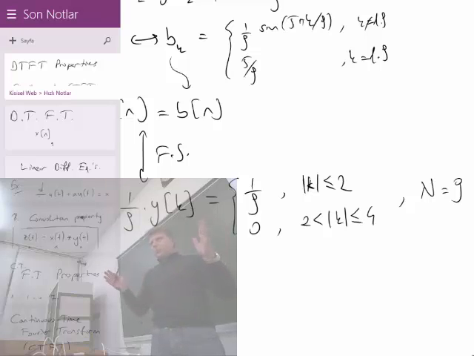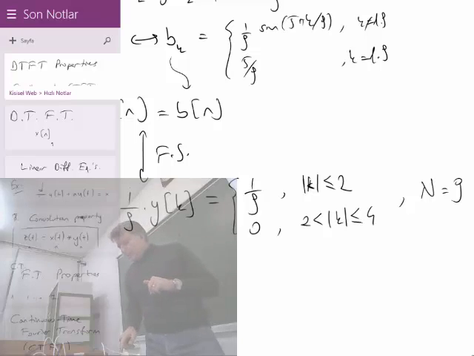From minus 2 to 2. So a minus 2 is 1 over 9. A minus 1 is 1 over 9. A0 is 1 over 9. A1 is 1 over 9. A2 is also 1 over 9. And the others within the range from minus 4 to 4, from a minus 4 to a plus 4, the others are 0. These are the Fourier series coefficients.